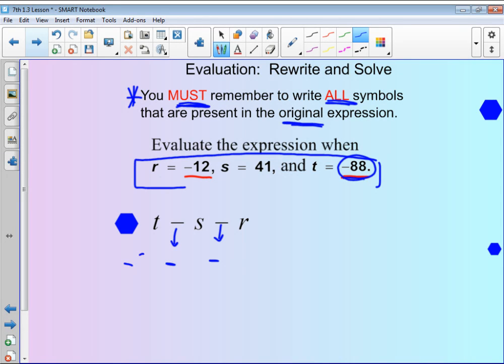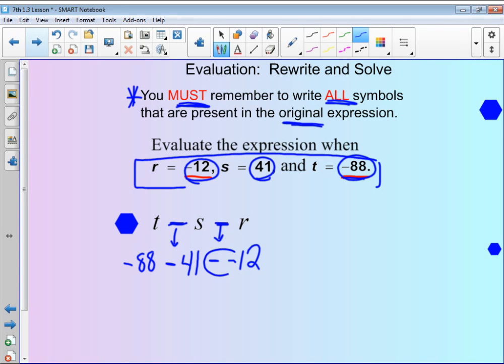So -88. S was worth 41. So I'm going to put a 41 here. And R was negative 12. So I have to write a negative 12. Okay, take note. I kept these negatives in the problem. Now I have to go through and simplify where I can. So this is what we were just working on the previous slide and the slide before.